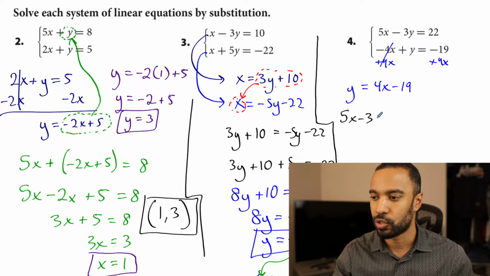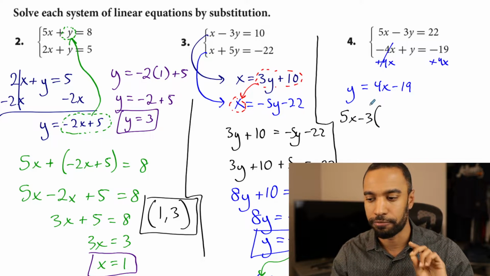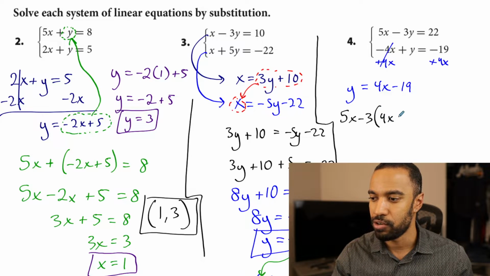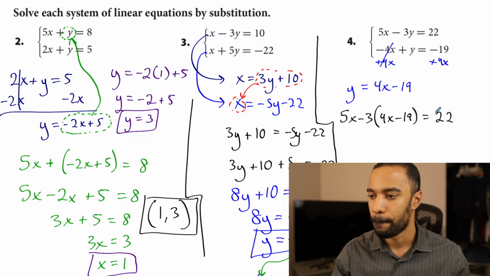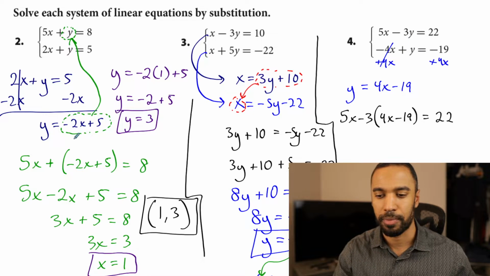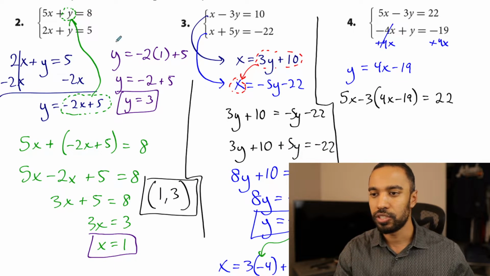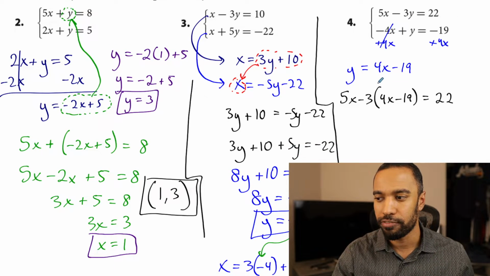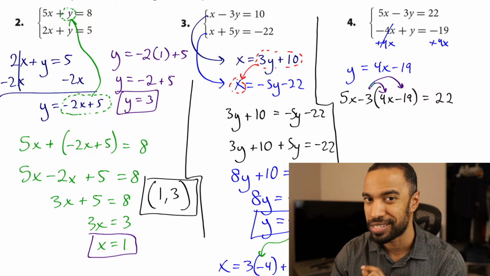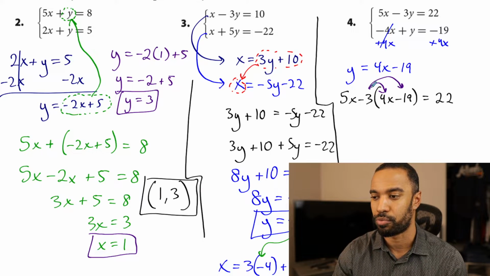5x minus 3. This is where parentheses are the first time that they actually really matter. 4x minus 19. Remember, that represents y. Equals 22. So again, I just rewrote the top equation, but with y, I have 4x minus 19. This is a case where they throw it at you pretty fast here. Now we have to distribute that negative 3 into 4x and negative 19. And remember, that 3 is negative. It is not a positive 3 here.